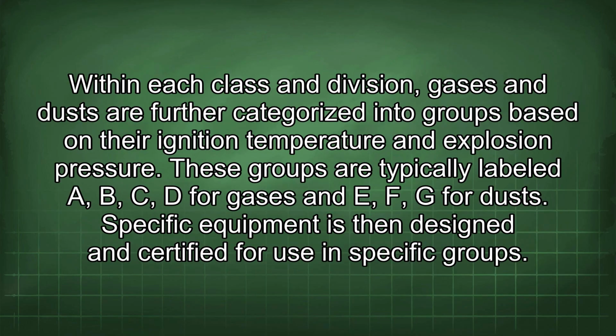Within each class and division, gases and dusts are further categorized into groups based on their ignition temperature and explosion pressure. These groups are typically labeled A, B, C, D for gases and E, F, G for dusts. Specific equipment is then designed and certified for use in specific groups.